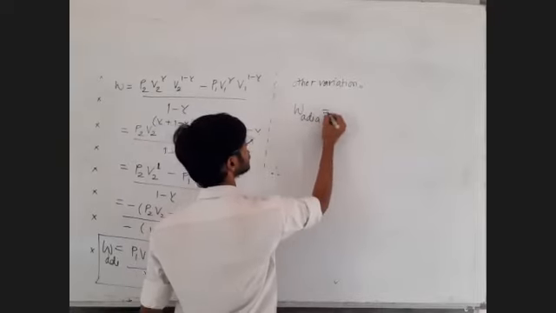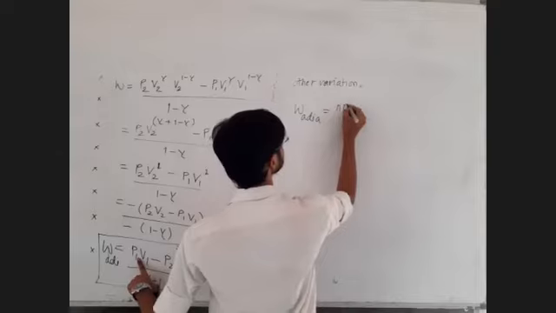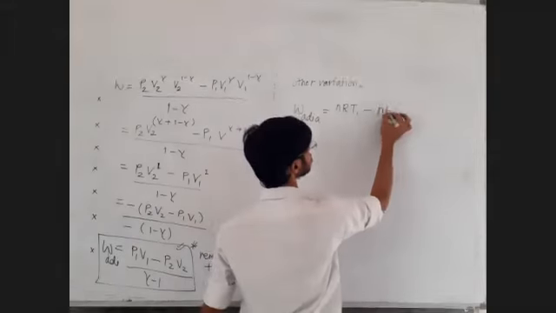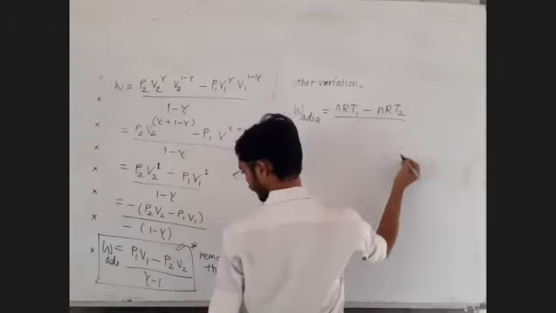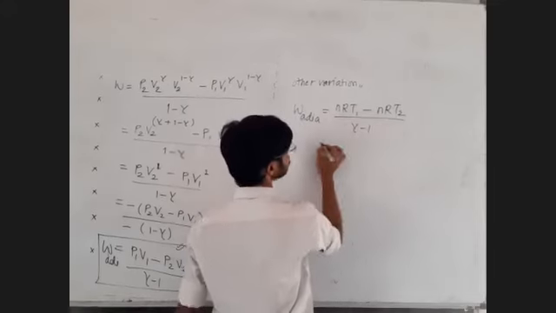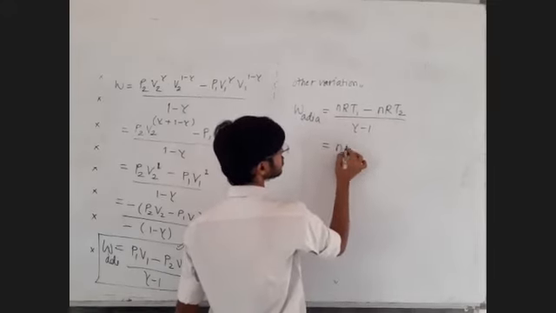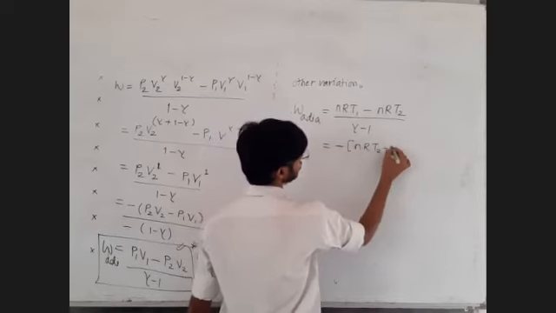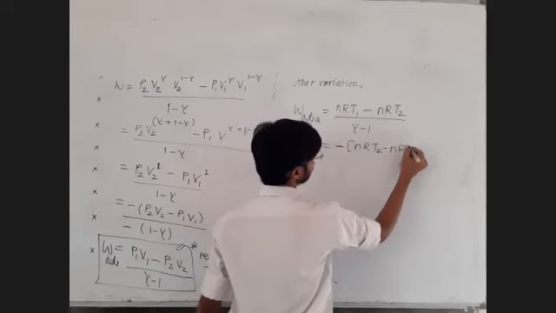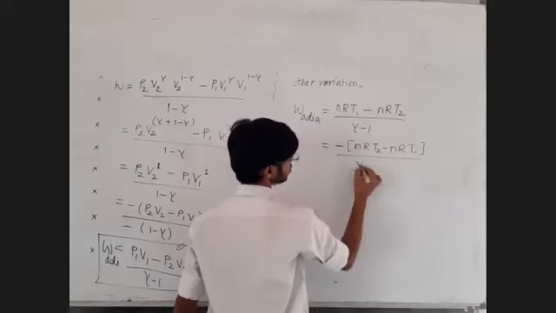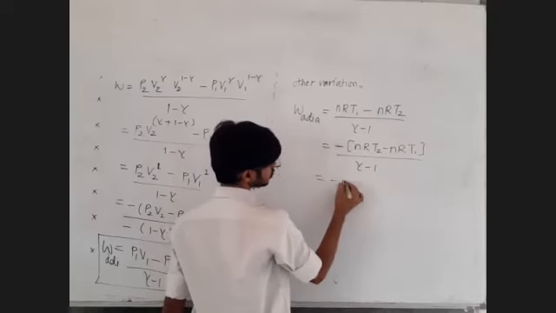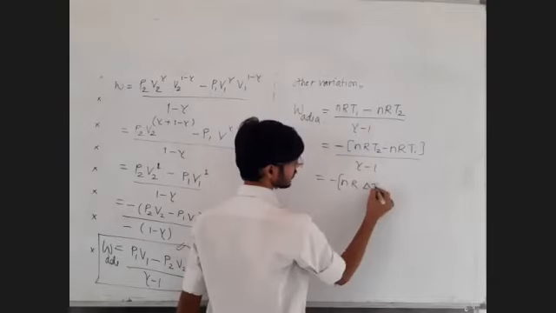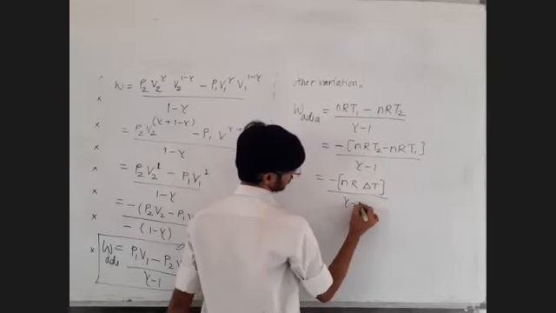In that case, P1 V1 is nRT1 minus P2 V2 is nRT2, divided by gamma minus 1. So it is minus into bracket nRT2 minus nRT1 divided by gamma minus 1. Now I am taking this minus sign common. People can also write T2 minus T1 as delta T, minus upon gamma minus 1.